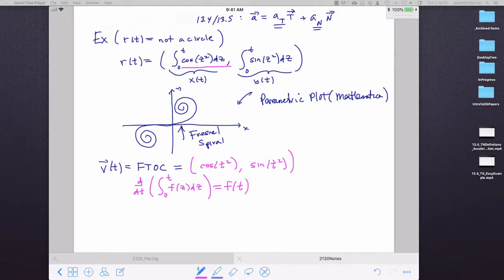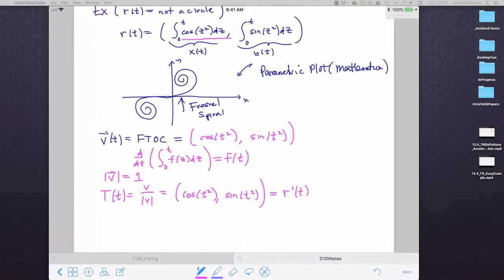The magnitude of v will be equal to 1, so the unit tangent vector, which is v divided by the magnitude of v, will just be cosine of t squared, sine of t squared. So there's the unit tangent vector. I'll show pictures of this in a second. We'll just deal with the computations first. T prime is just equal to, because the magnitude of v is 1, T is just equal to r prime.